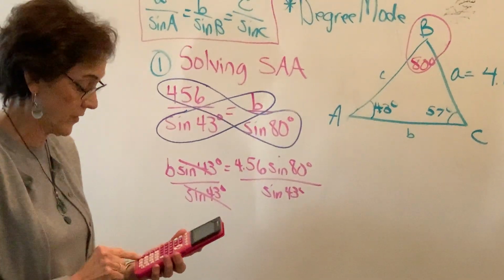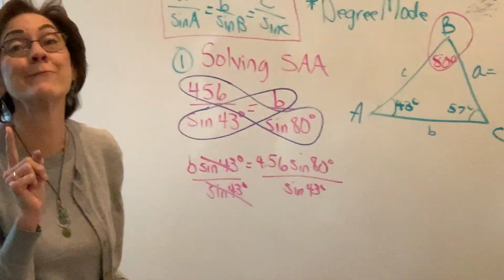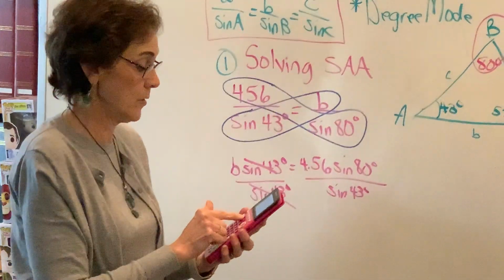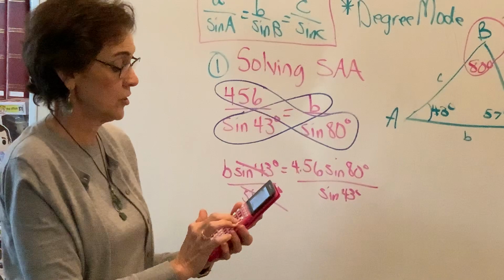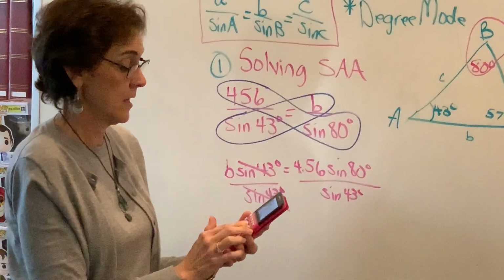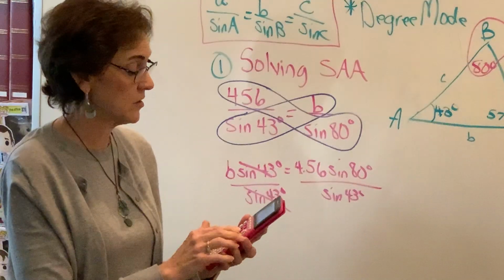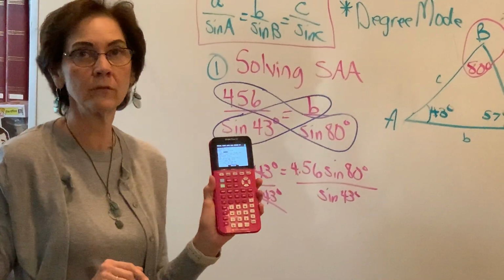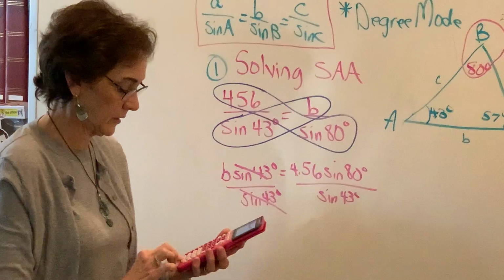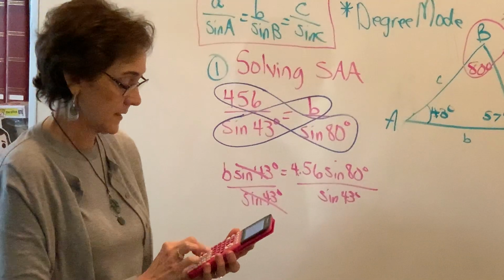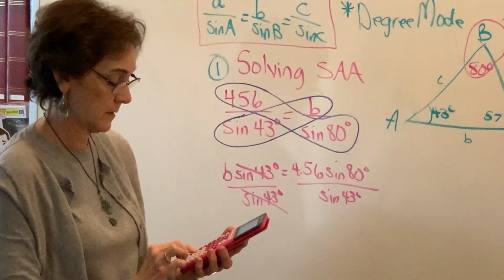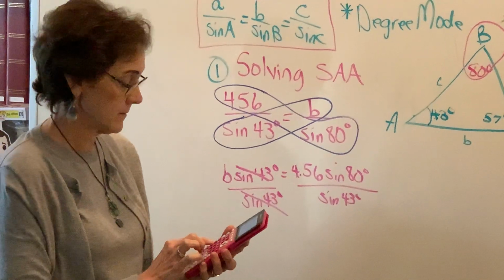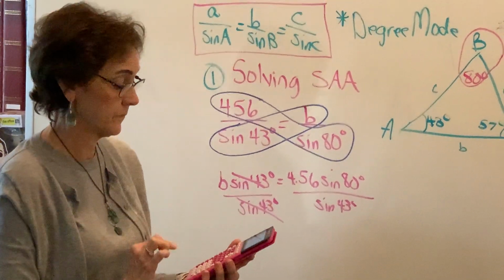Either way. But the one thing you've got to make sure of is you're in the right mode. So go to your mode and make sure you are in degree mode. See, I was in radian mode, so I have to change that. There we go. Now I'm in degree mode. So you're just going to enter this in your calculator: sine of 80 degrees divided by the sine of 43 degrees.